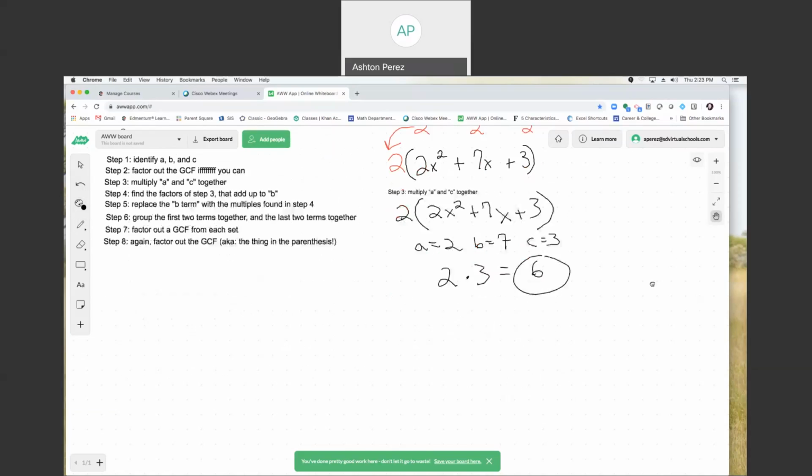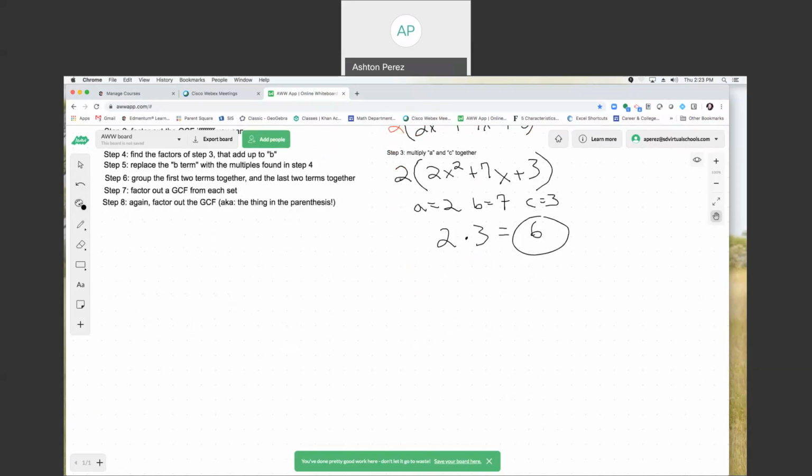All right, so let's move down here and we're going to do step 4 now. So step 4 says, find the factors of step 3 that add up to B. So that's a funny sentence, but let's break it down one piece at a time. Find the factors of step 3. Okay, we're just going to do that. Step 3, the factors of 6. So, right, this is our number we got from step 3. So what are the factors of 6, right? Well, we got 1 times 6 is 6, and we got 2 times 3 is 6, and that's it.